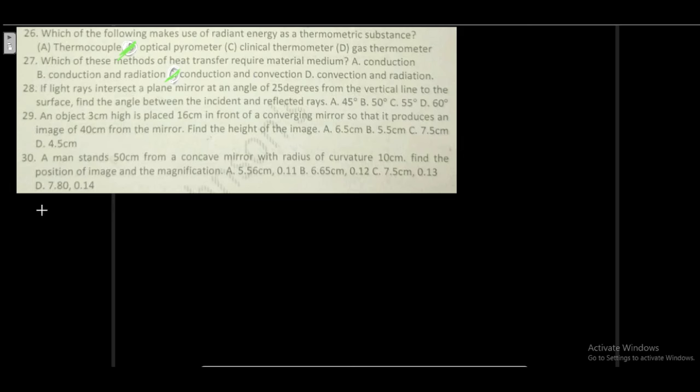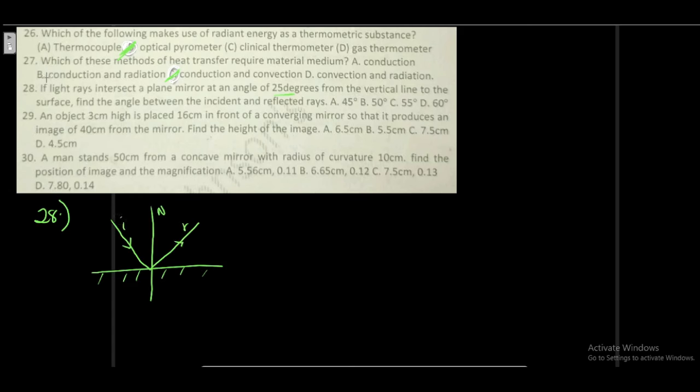And then question number 28, it says, if light rays intersect a plane mirror at an angle of 25 degrees from the vertical to the surface, find the angle between the incident ray and reflected ray. Let's try to sketch this diagram together. We have our plane mirror, and then we have the normal to the surface. We can call it N. We have a light ray being incident on this at an angle. Then we have the reflected ray. So we have incident ray, reflected ray.